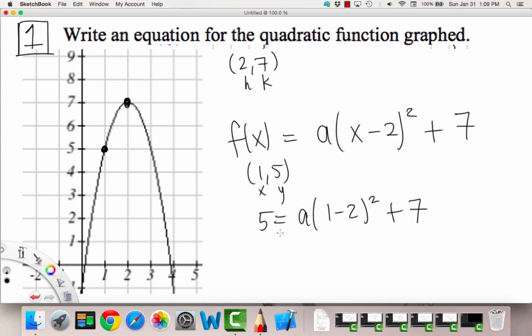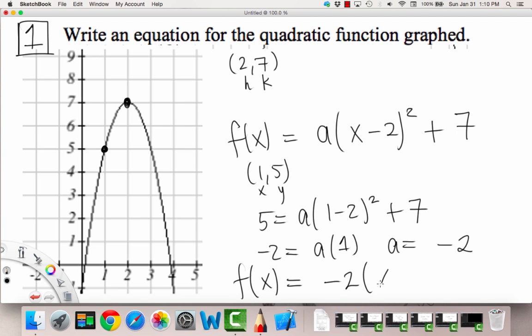So if we subtract the 7, we get negative 2 is equal to a times (negative 1) squared, which is just 1. So a is basically equal to negative 2, okay? So now we have the formula for our function here. So that would be negative 2 times (x minus 2) squared plus 7, okay? So this is it. That is the equation for the quadratic function in the graph.